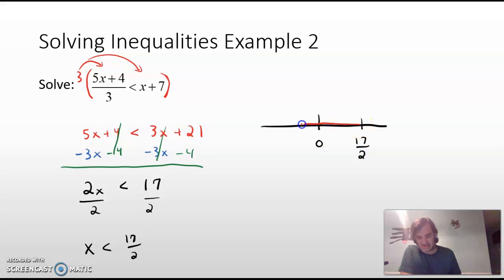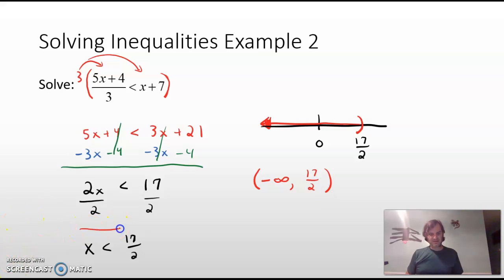X is less than that, so to the left of 17 halves. And parentheses, turn that into an interval. Parentheses, negative infinity, 17 halves, parentheses. And there we have all three forms. We have inequality, number line, and interval.